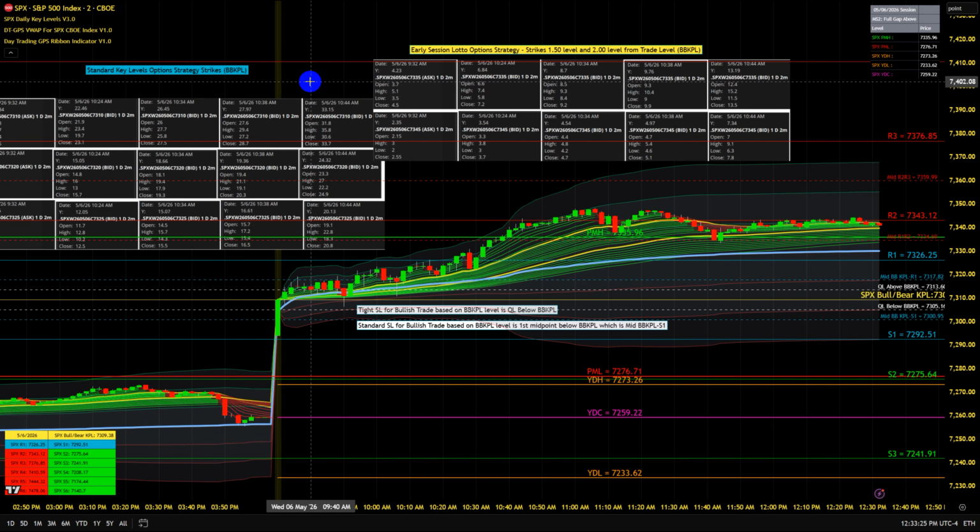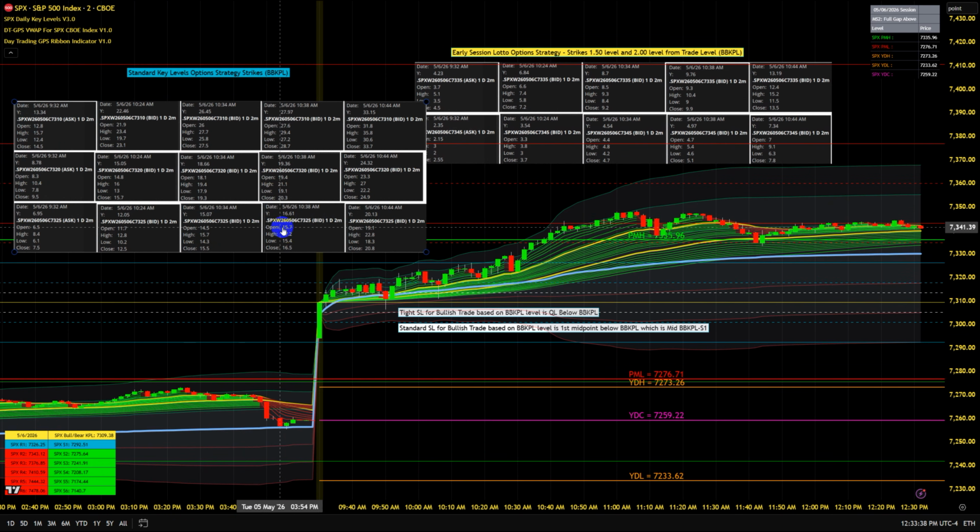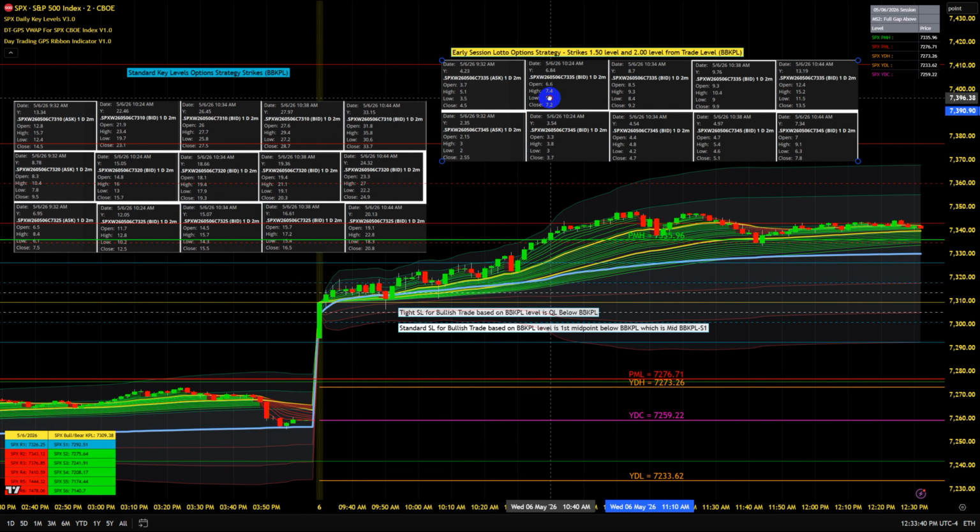The early session lotto option strategy is an alternative to using the standard key levels option strategy. So it's meant as an alternative to using one of these three option strikes.